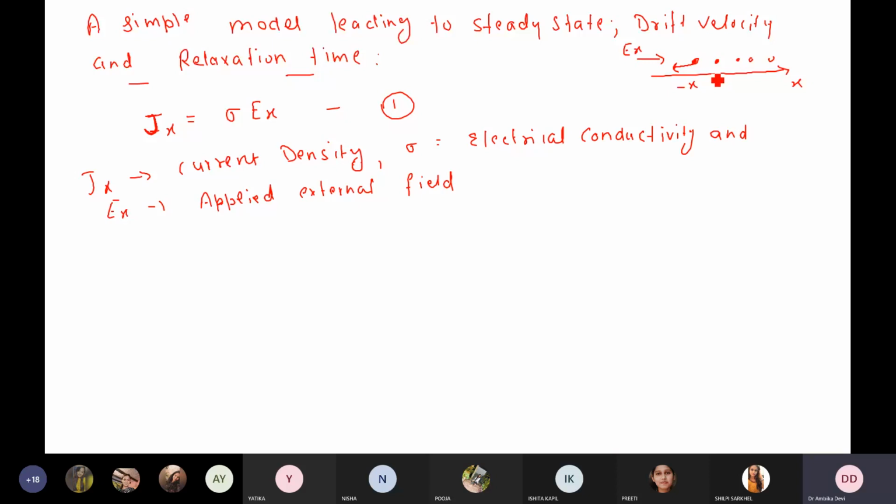Now let us assume that n is the number of electrons per unit volume in the metal, and e is the electronic charge.